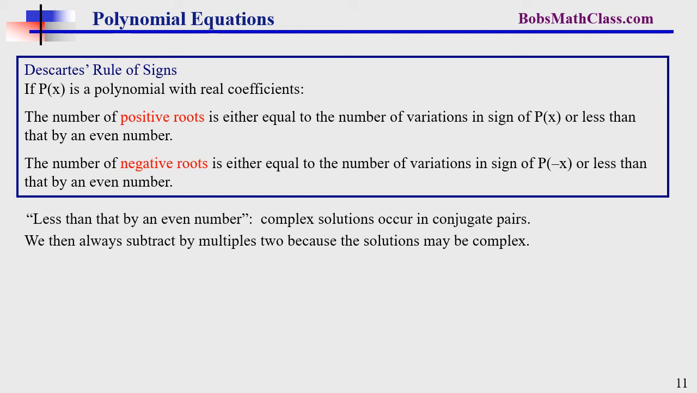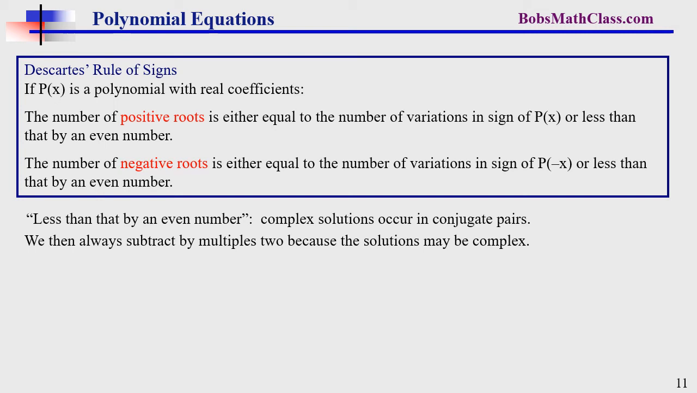So what does "less than that" mean? Well, we were talking about complex solutions. They occur in pairs because of that plus and minus in front of the radical in the quadratic formula. So let's say we get 3 positive solutions. Well, 2 of those could be complex, and we don't know. So if we get 3, we have to subtract by 2. It could be 3 or 1. If we get 5, it could be 5 or 3 or 1, because we keep subtracting by 2. Again, this rule doesn't tell us if they're complex. They could be complex, and if they are, they come in pairs.